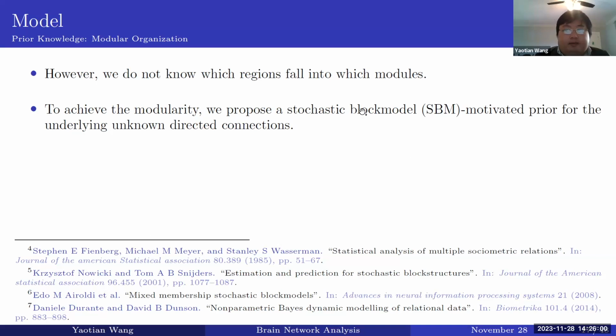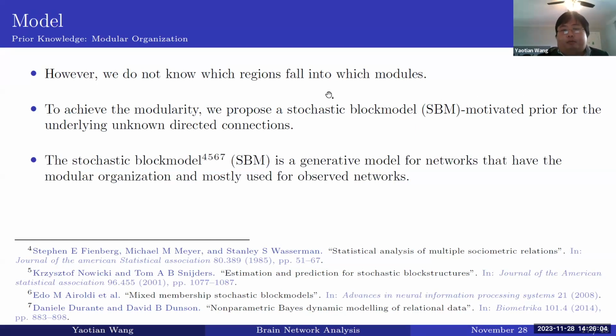Let me first briefly explain the stochastic block model. A stochastic block model is a generative model for modular networks. However, it is mostly used for observed networks. For example, in a social network study, each network node represents a subject, and each network edge represents an observed relationship between two subjects. This is typically where the stochastic block model is applied.